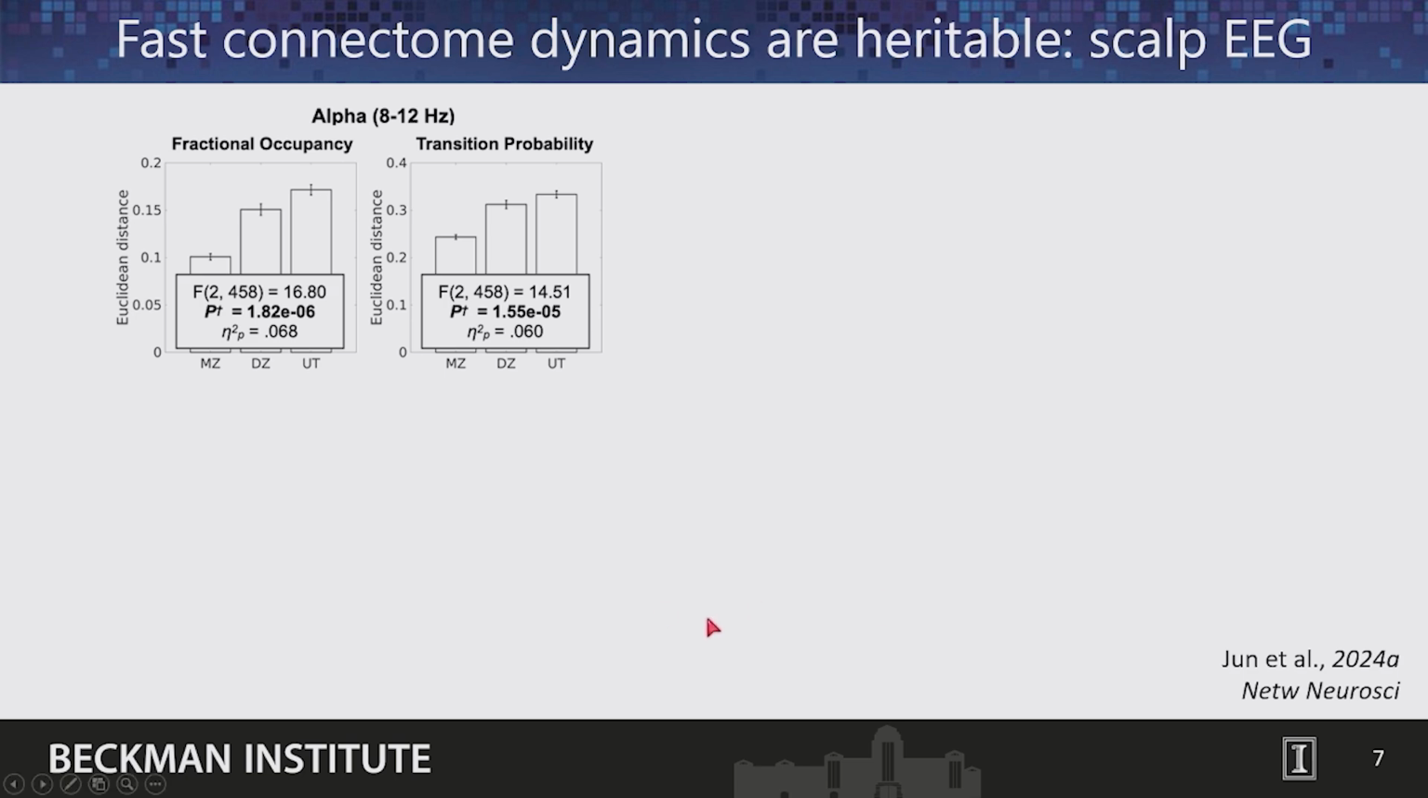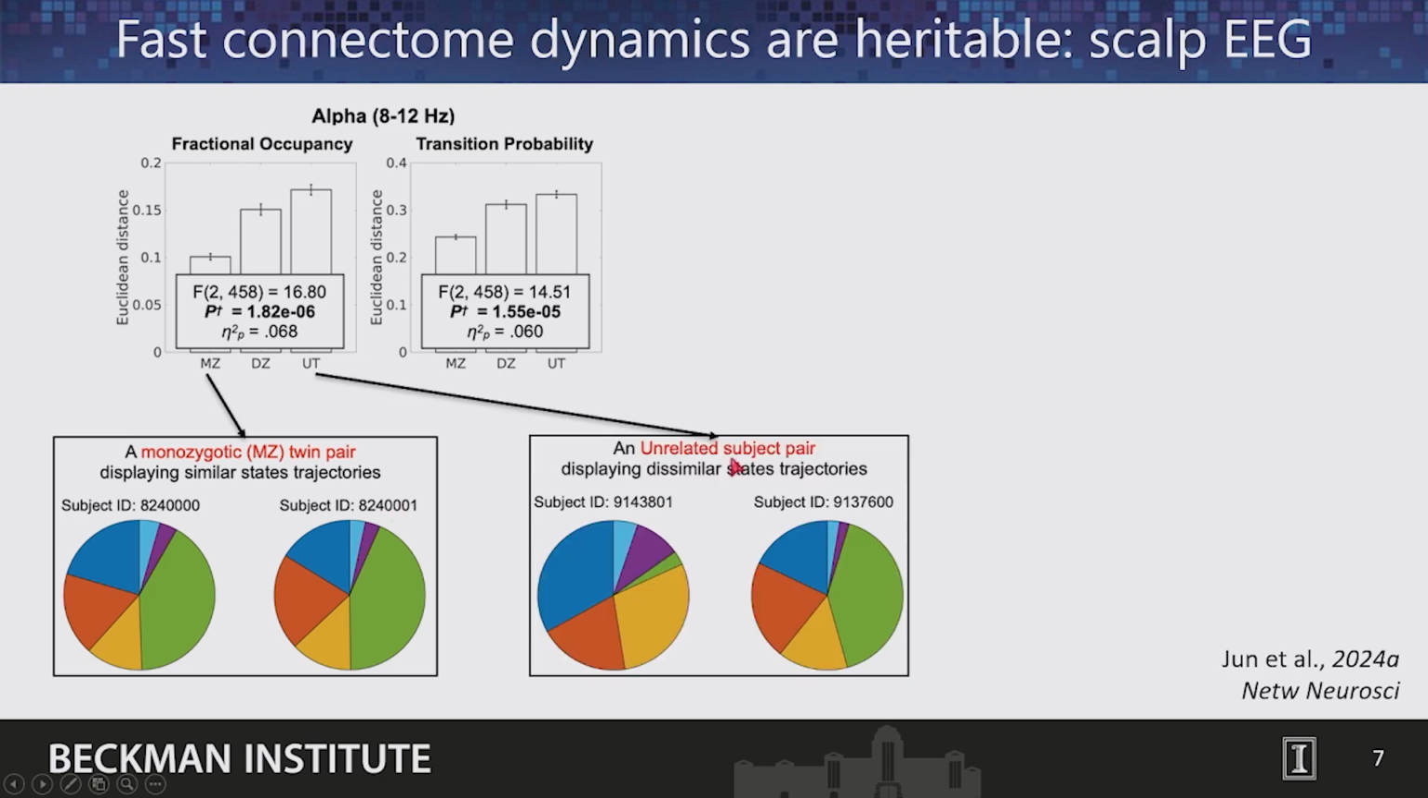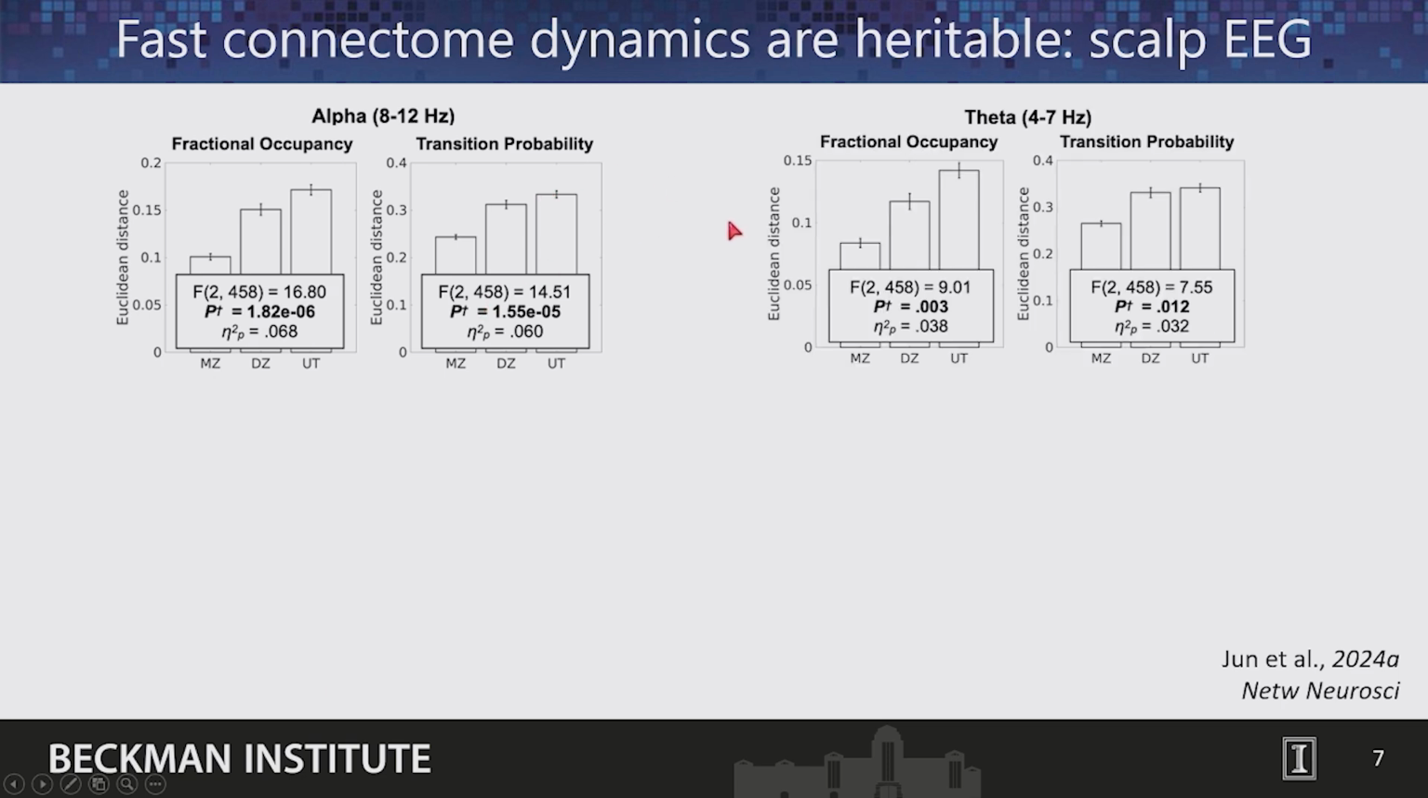So when we look at fractional occupancy and transition probability in monozygotic twins, we see much closer similarity in that multidimensional space. So this is just one pair of the subjects to give you a sense of the similarity of their fractional occupancies as compared to an unrelated pair of participants. And we saw the same relationship, this genetic impact being true in all frequency bands except for the delta band.